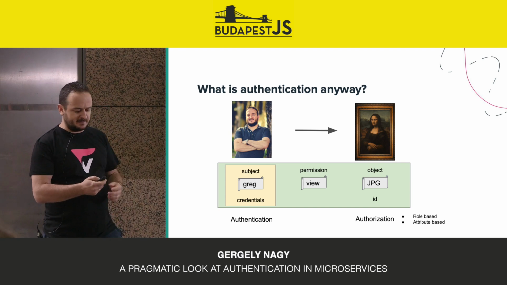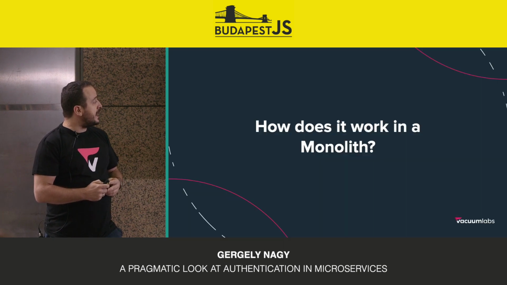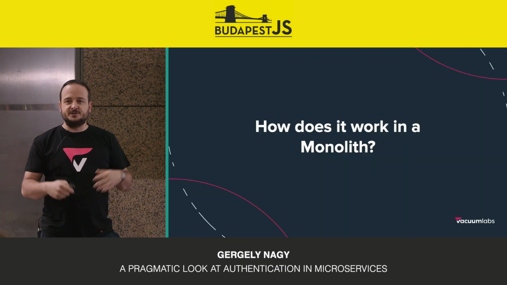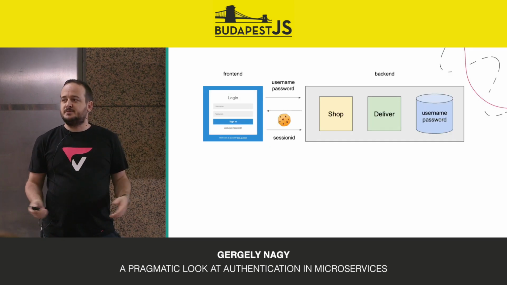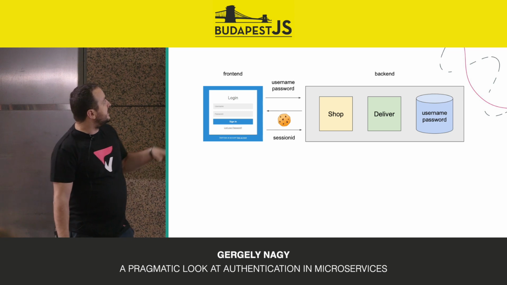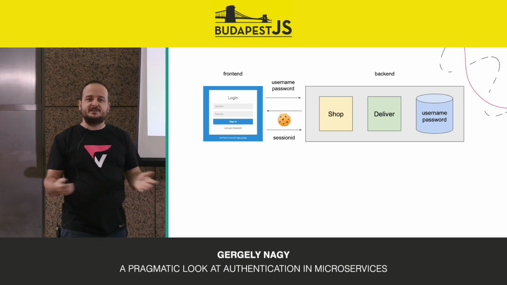I'll get back to these concepts later, so that's why I wanted to get them out of the way. So how does all this work in a traditional monolith? It's the good old days when things were simple. You had just a single server. You had a front end with a login screen, and you logged into the back end, and you could just put everything together.